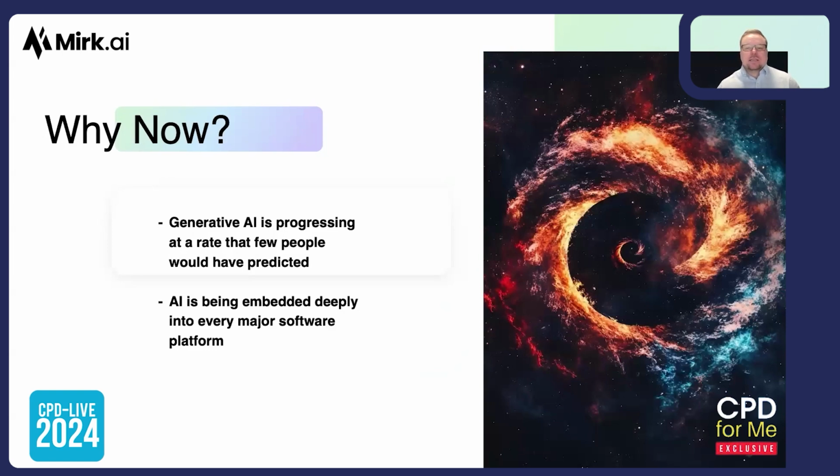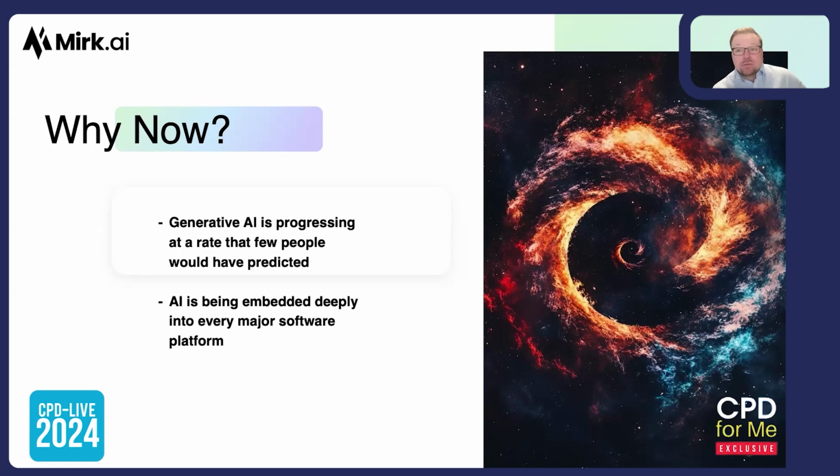So AI is obviously in the news and has come to the forefront of, I guess, mainstream media in the last year or so with the likes of ChatGPT. The reason that, despite being around for decades, AI is so prominent and talked about at the moment is, I would suggest, because generative AI has emerged in just the last few years and is progressing at a rate that few people would have predicted.